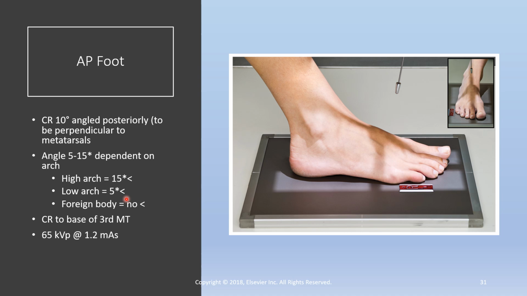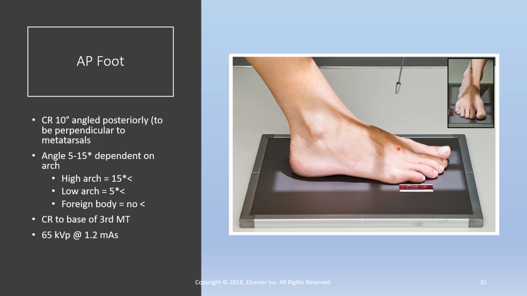If they have a really high arch, then you're angling 15 degrees, and these are all going posterior, meaning towards the calcaneus. Okay, so flat foot about 5 degrees or less. A really high arch would be 15. Everybody else, what we would consider a normal arch, is going to have a 10-degree angle. And the reason we angle is to be perpendicular to the metatarsals.